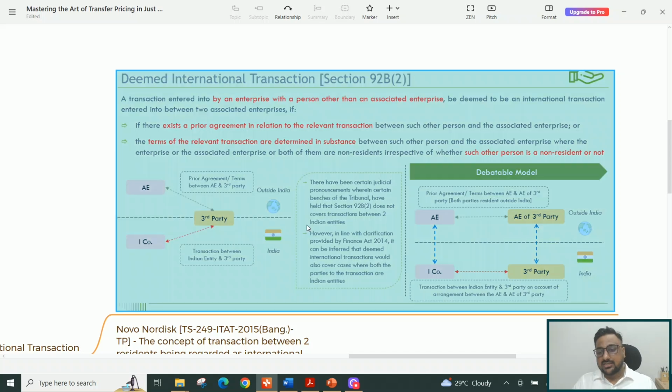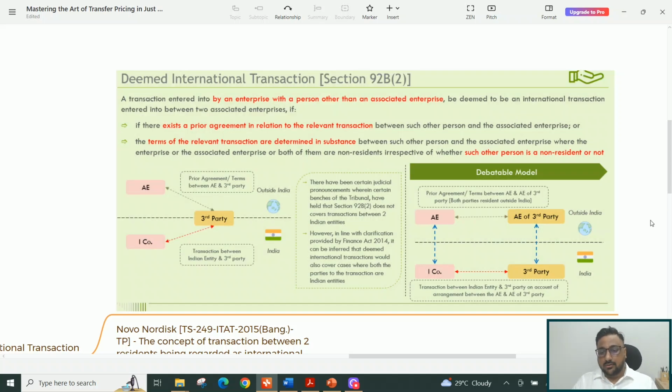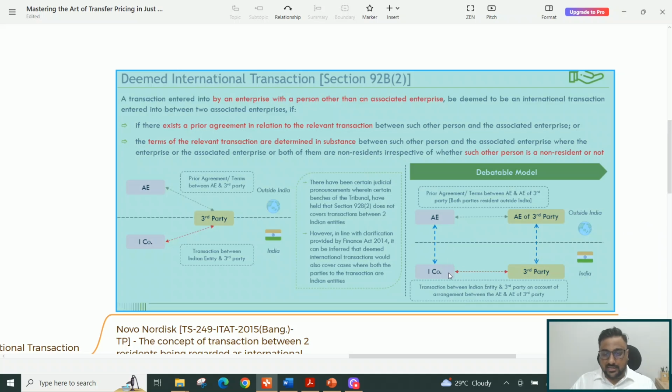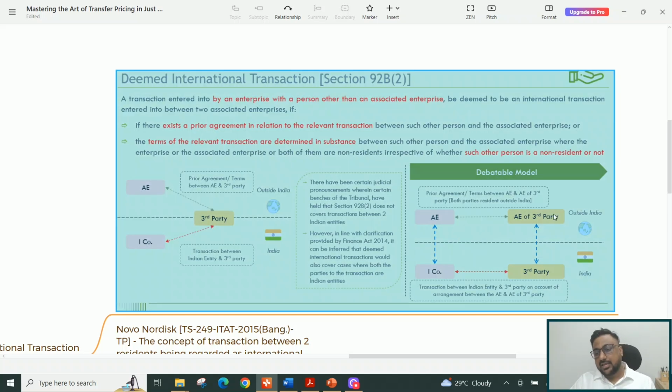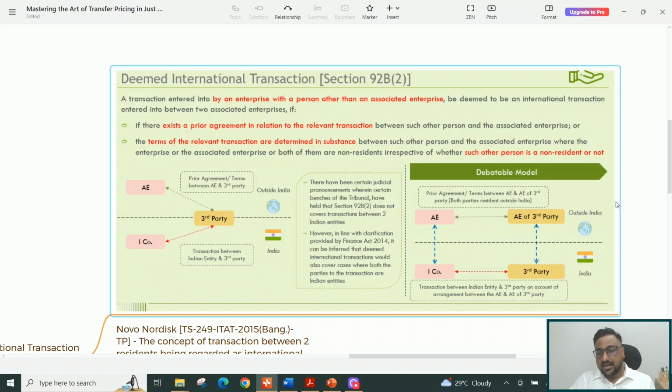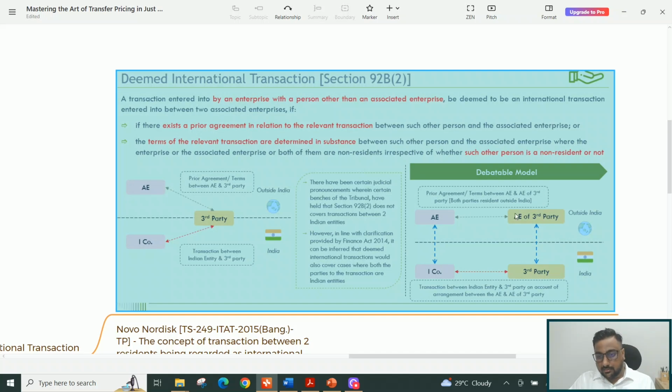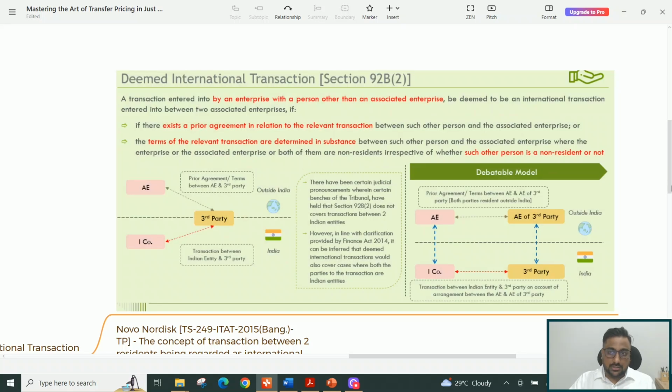Now there's this debatable model I wanted to discuss. There's a situation here. ICO and AE are both associated enterprises, and there is this third party and then there is the AE of the third party. There is an agreement between the AE and the AE of the third party, a prior agreement. Due to that agreement, this third party, which is in India and is the subsidiary of the AE, is providing services to ICO. Whether or not this can be considered a deemed international transaction.